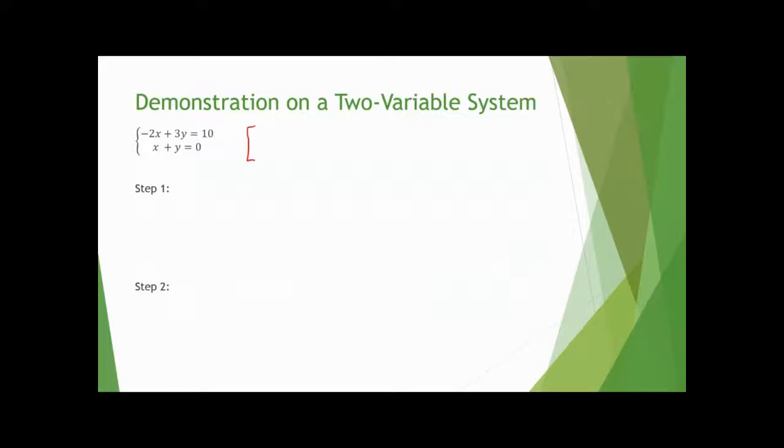In matrix form, you just look at the coefficients. I usually don't bother with that dashed line, but if it helps you see where the equal sign is, we can put that there. So to take the system to a matrix, we have -2, 3, and 10. And then the coefficients on the x and y are 1, 1, and then we have 0.